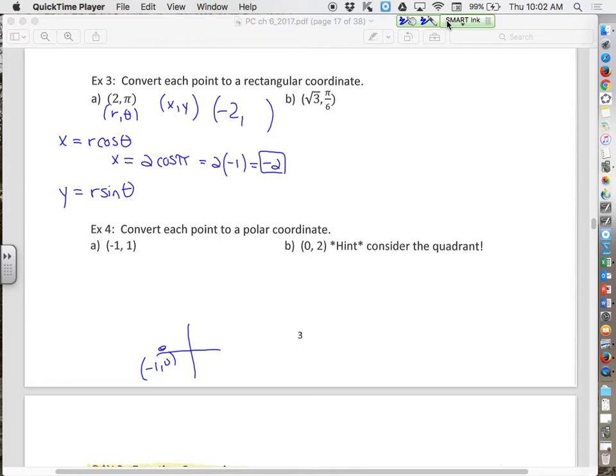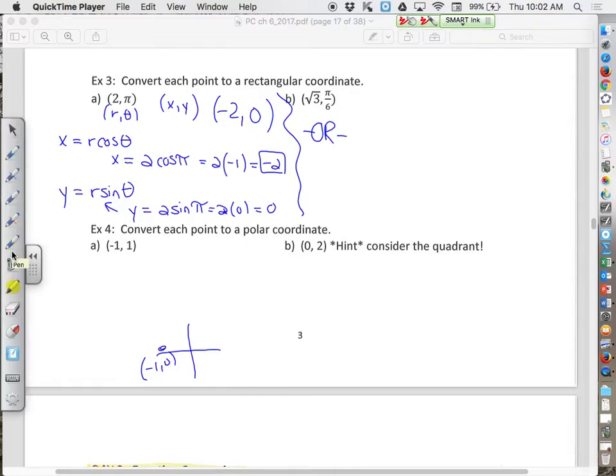And then the y coordinate comes from this equation here, which would be 2 times the sine of pi, which equals 2 times 0, which is 0. So that's the first way that you could solve that. The other way you can do this, and like I said, this is typically how I'll go through and solve them because this seems so much easier to me.